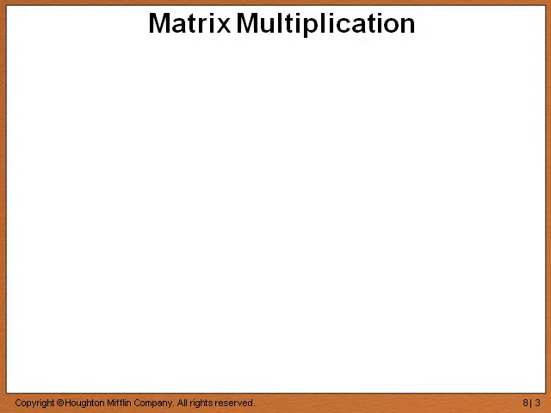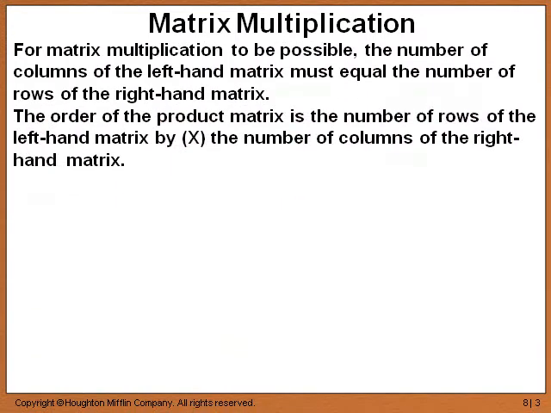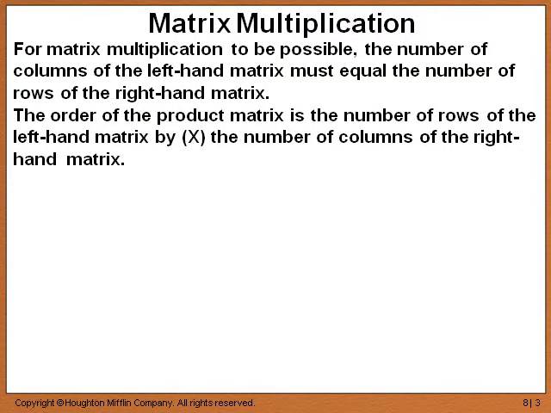Now we're going to continue to talk about matrix multiplication and hopefully clarify that definition a bit. You want to write these sentences down. For matrix multiplication to be possible, the number of columns of the left-hand matrix must equal the number of rows of the right-hand matrix. The order of the product matrix is the number of rows of the left-hand matrix by the number of columns of the right-hand matrix. The little X in parentheses next to the word "by" is just the symbol for by. That's why I put it there, because orders are usually expressed with that symbol, the X symbol.